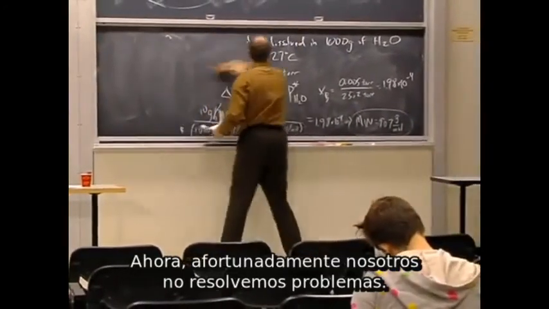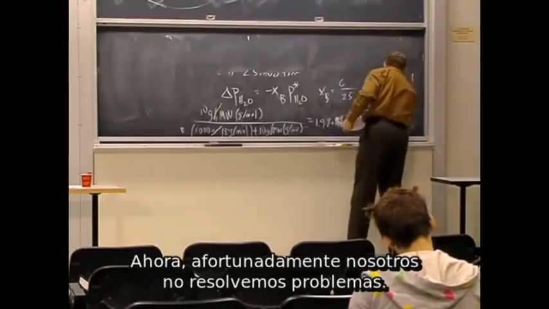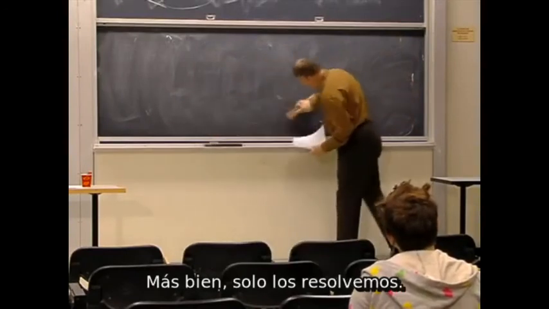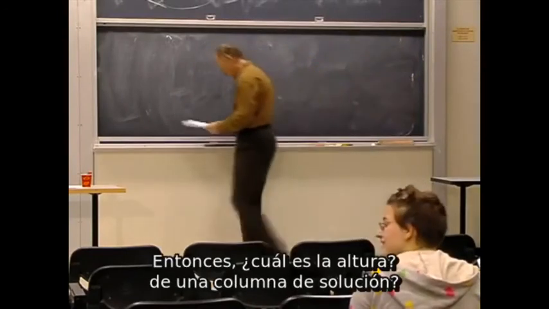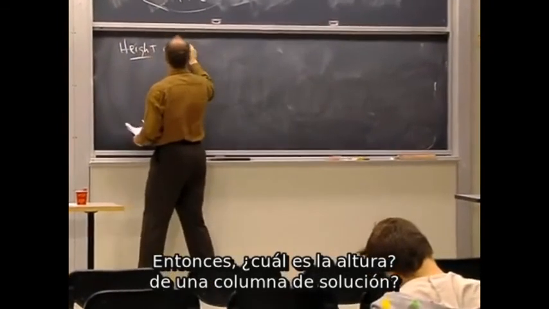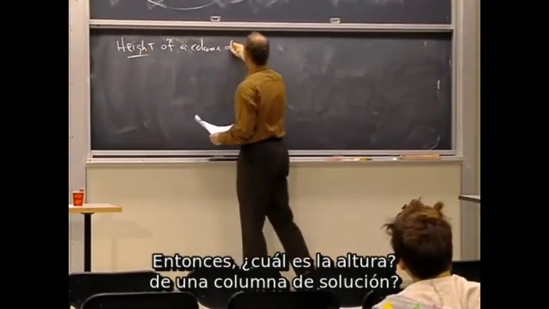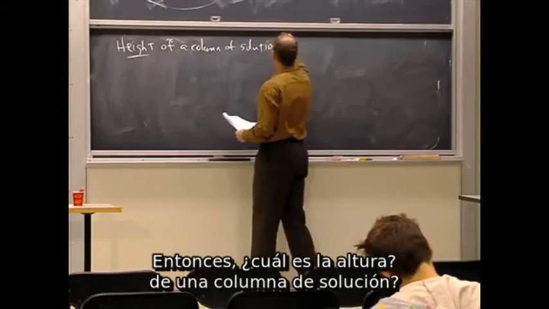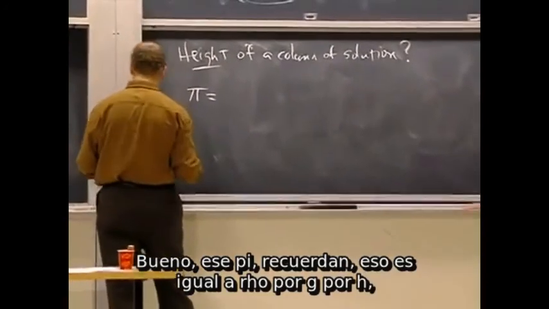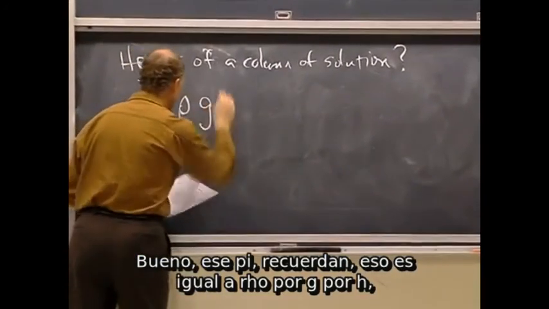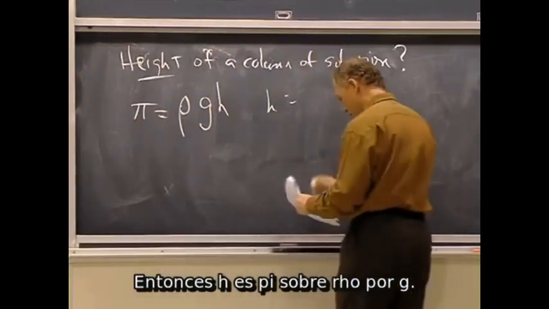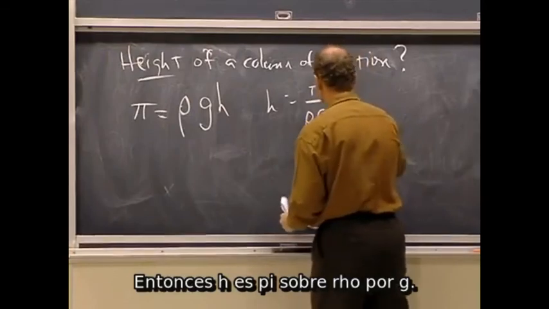Okay. Now, fortunately, we don't do problem sets or other scientific problems by popular vote. Rather we just solve them whenever possible. So what's the height of a column of solution? Well, that pi, remember, that's equal to rho times g times h. And we know pi now. So h is pi over rho times g.